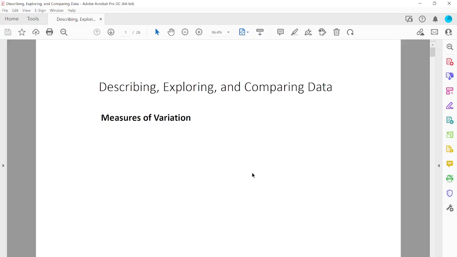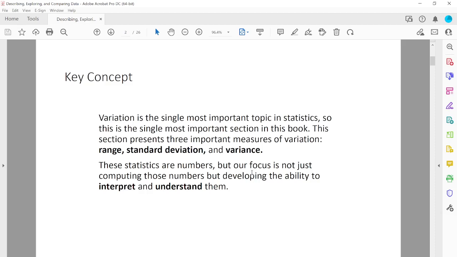Okay, so in this chapter, we are discussing how to describe, explore, and compare the data. In the previous section, we discussed measures of center, which are mean, median, mode, and mid-range. So here we are talking about the measures of variation, which means if there is any kind of variation in the data from the center, we would like to find out.